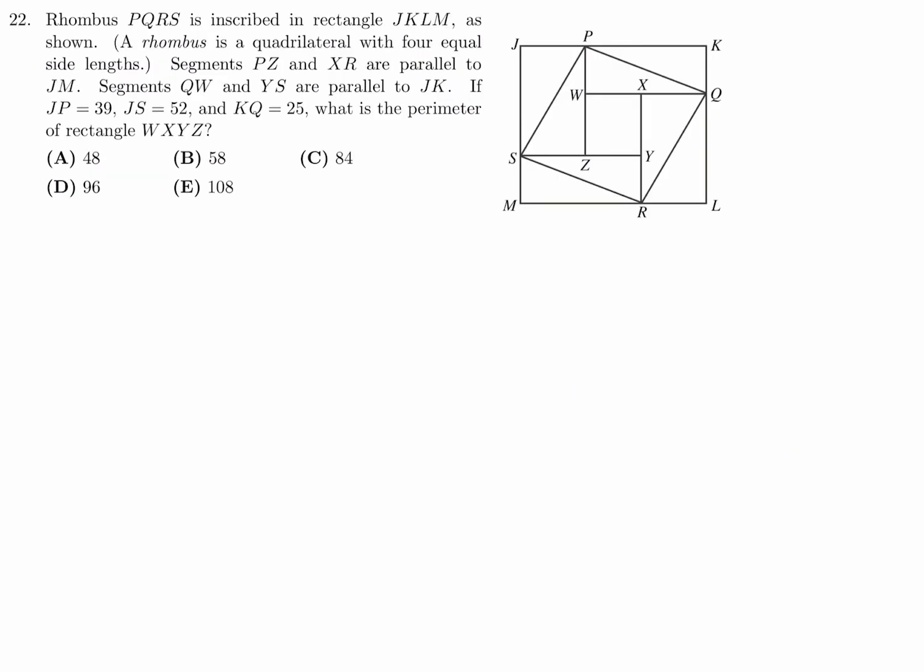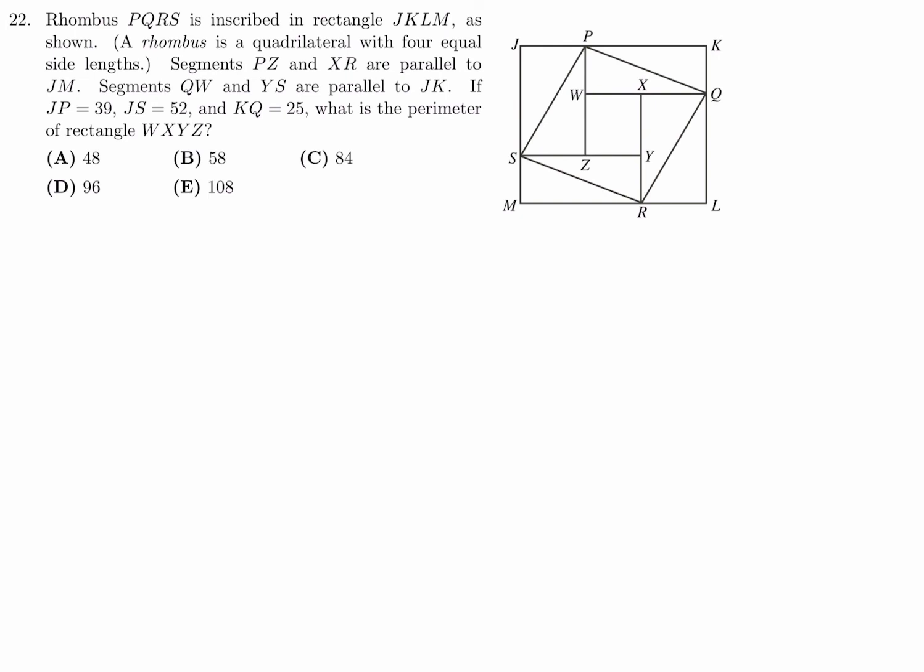A rhombus PQRS is inscribed in a rectangle JKLM, as shown. A rhombus is a quadrilateral with 4 equal side lengths. Segments PZ and QR are parallel to JM. Segments QW and YS are parallel to JK. If JP is 39, JS is 52, KQ is 25, what is the perimeter of rectangle WXYZ?